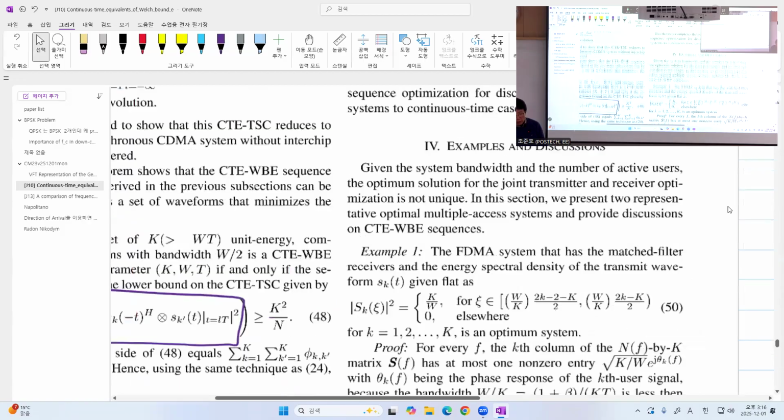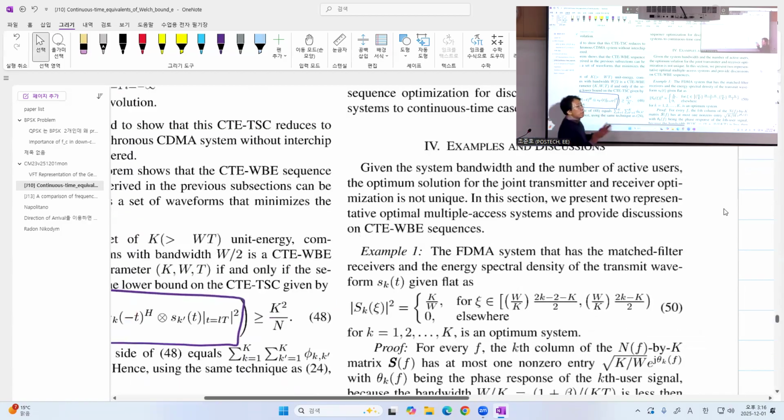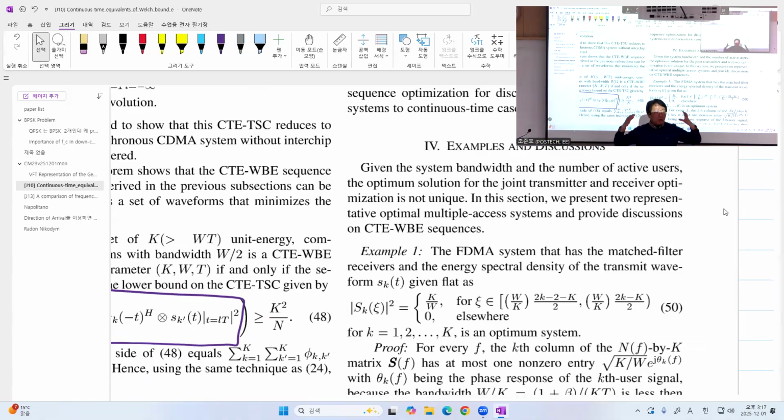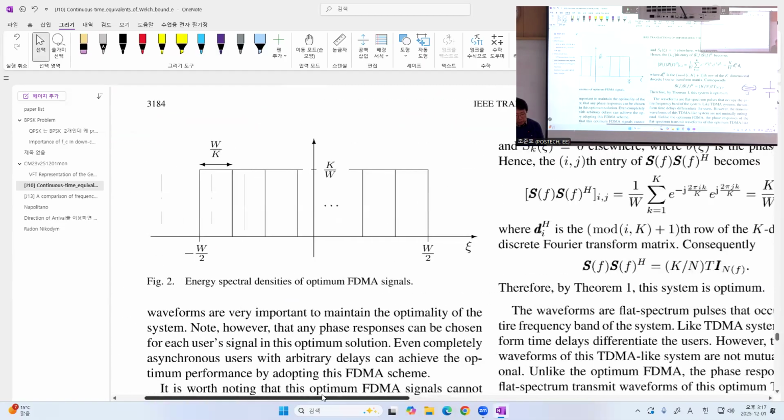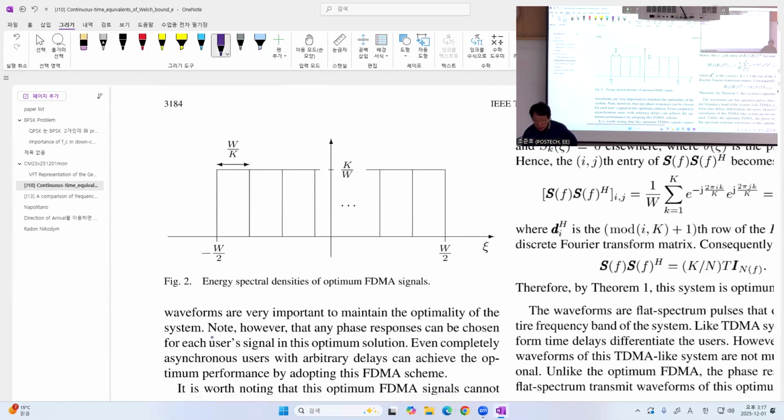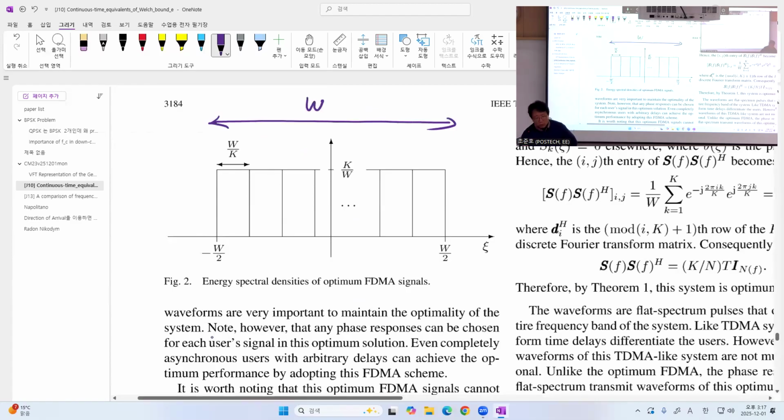And the first one is that there are many solutions. So the optimal solutions cannot be all enumerated. As we already know, slight change of phase gives us infinitely many solutions. So among the optimal solutions, the authors show 3 representative results. First one is FDMA type solution. The interesting thing is that, as the next figure shows, this is the entire frequency band W.